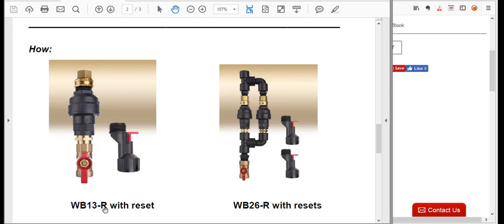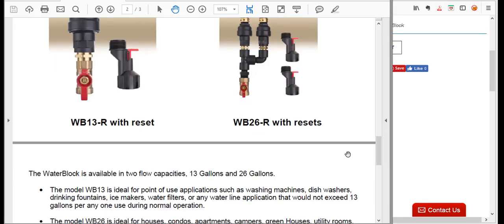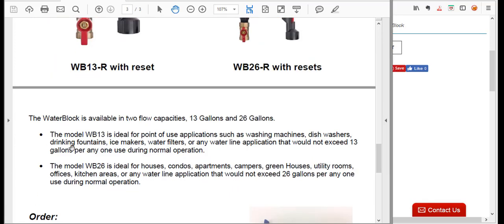The model WB13 is ideal for point-of-use applications such as washing machines, dishwashers, drinking fountains, ice makers, water filters, or any water line application that will not exceed 13 gallons per any one use during normal operation.